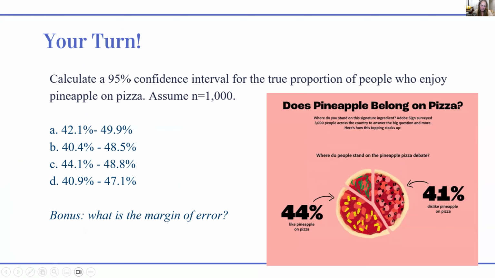All right. So we've got a 95. So I want the proportion of people who like pineapple on their pizza. That's 44%, a 95% confidence interval, and you have 1,000 people that you surveyed. This is an actual study that some marketing company did. I don't know how rigorous the study is, but they did ask 3,000 people, I should say. But just use 1,000 for the purposes of this. Okay, cool. And then think about what I mean by the margin of error. All right, so that's question number three.